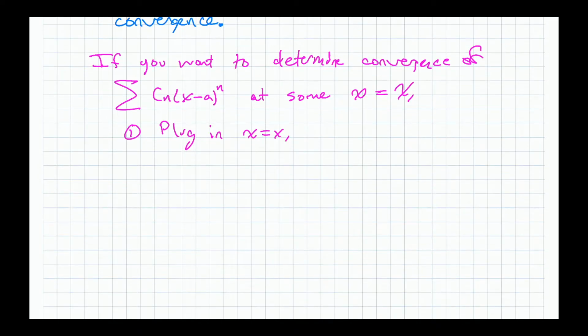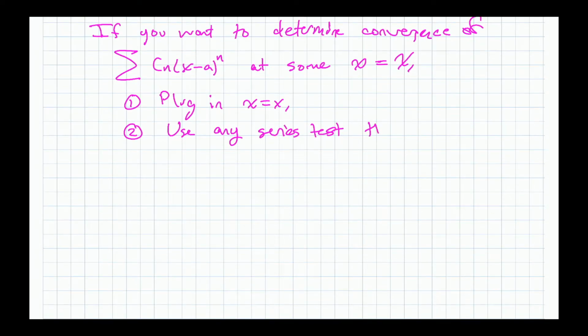And after you do that, it's not a power series anymore, it's just a series. So then you just use any series test that might work. Whatever series test you like, that will work. Okay, and that's all you have to do to determine the convergence of a power series at a particular point.